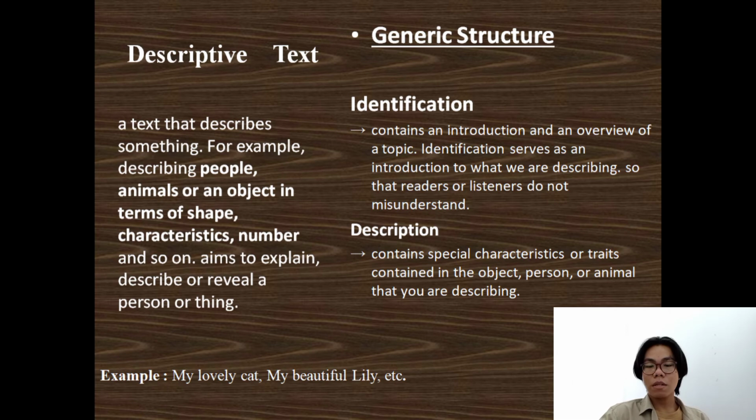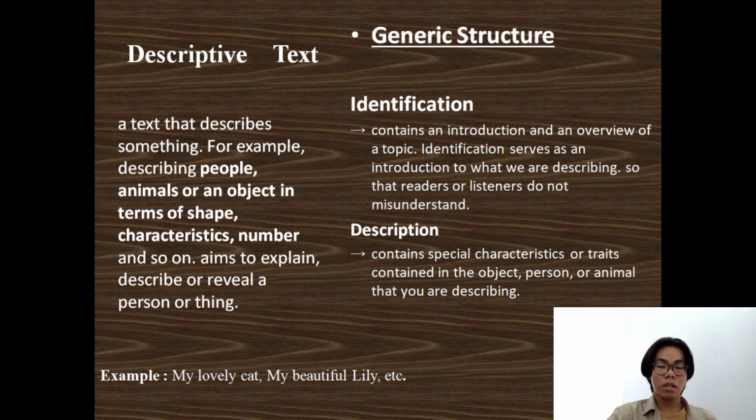Moving on to descriptive text. So, descriptive text is a text that describes something. For example, describe people, animals, or an object in terms of shapes, characteristic, number, and so on. Aims to explain, describe, or reveal a person or thing.